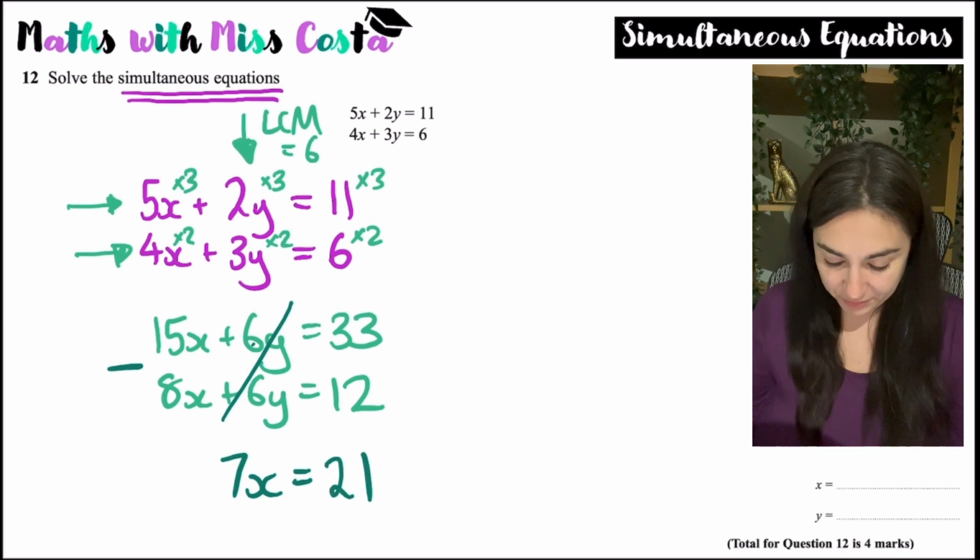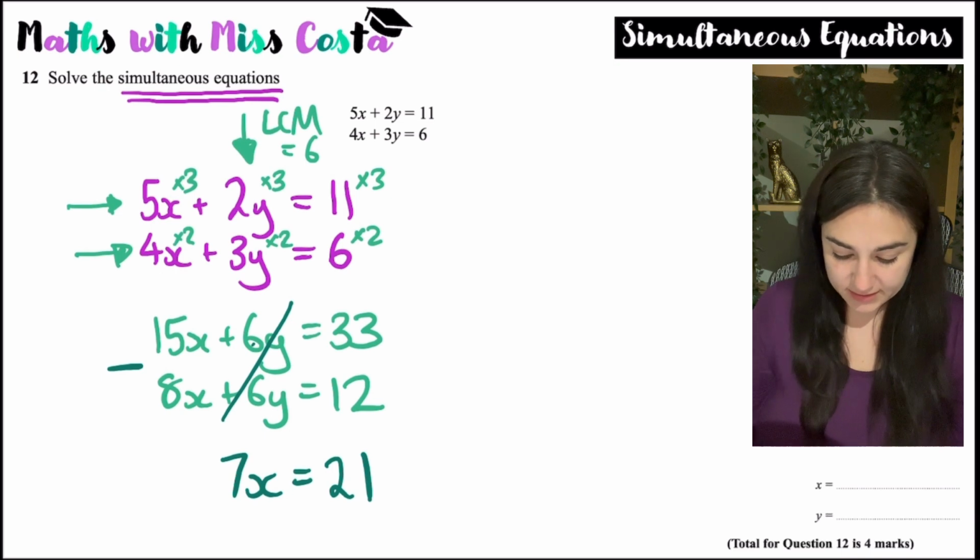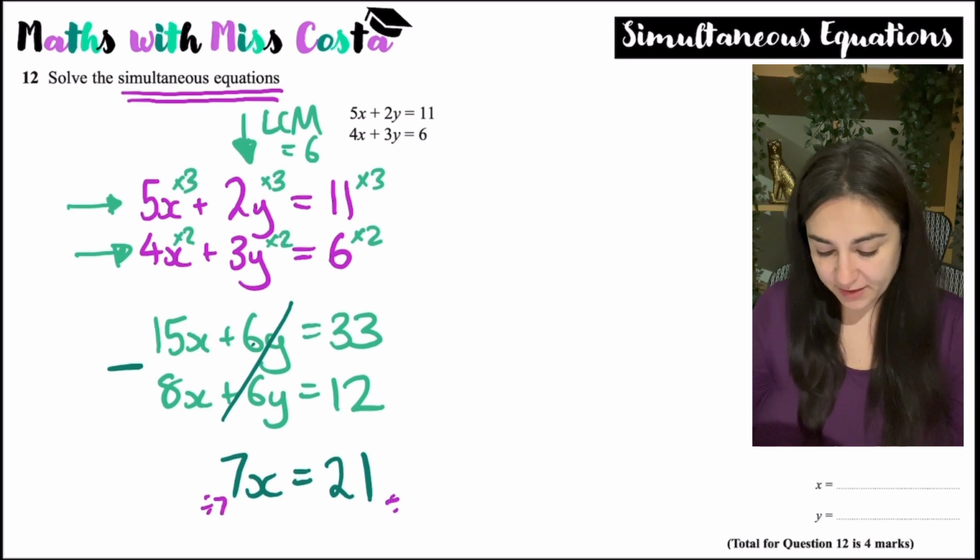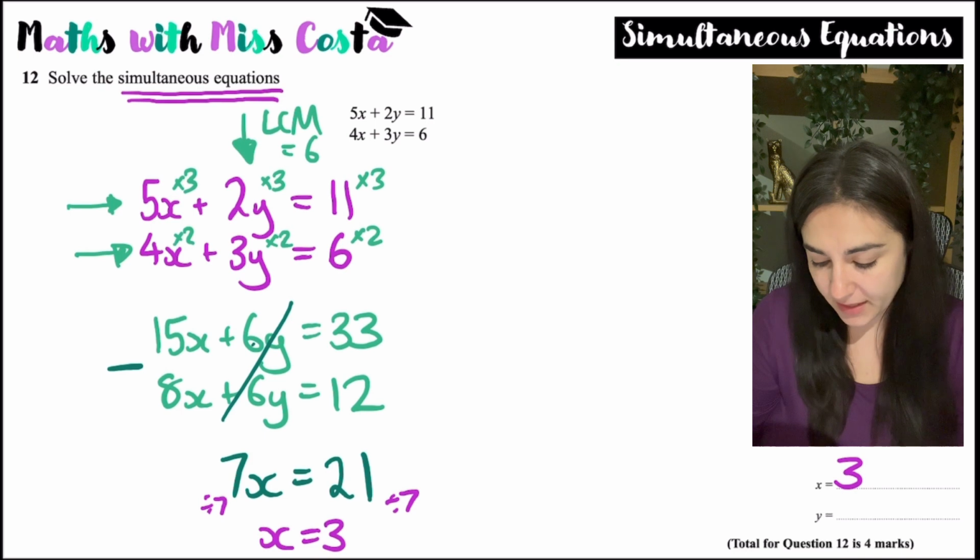So once you know that 7x equals 21, you solve it to find the value of x. So divide both sides by 7, x equals 3. So you've got your first answer, x equals 3. Now you know that the value of x is 3.